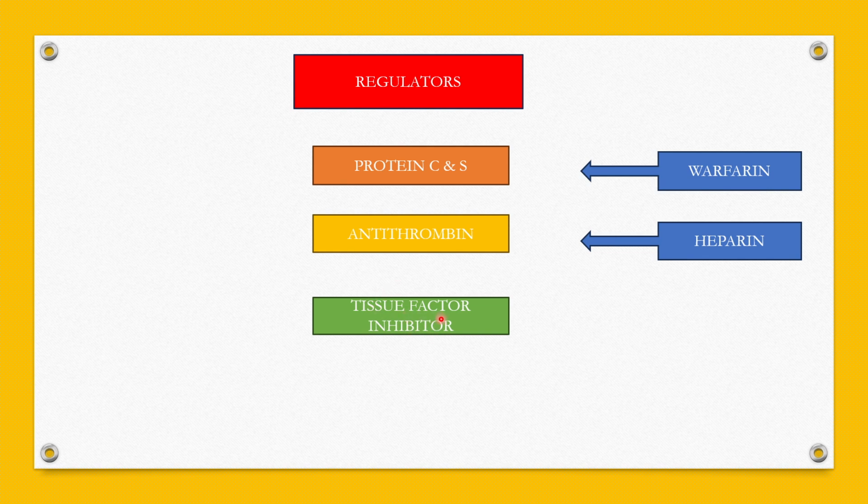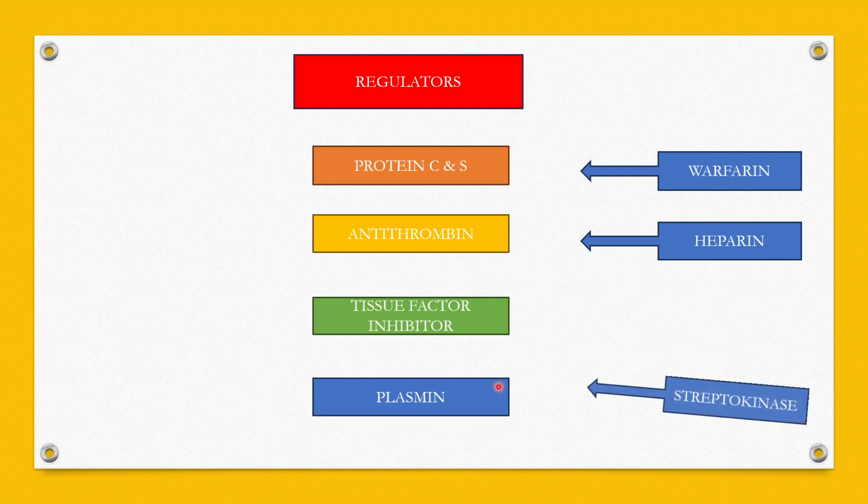Then there is tissue factor inhibitor as well. And then there is plasmin. Actually, there is plasminogen, and there is a naturally occurring tissue plasminogen activator, which converts the plasminogen into plasmin, and plasmin then splits the clots in the body. Streptokinase is actually a tissue plasminogen activator, and it converts plasminogen into plasmin, and the plasmin does its work then.